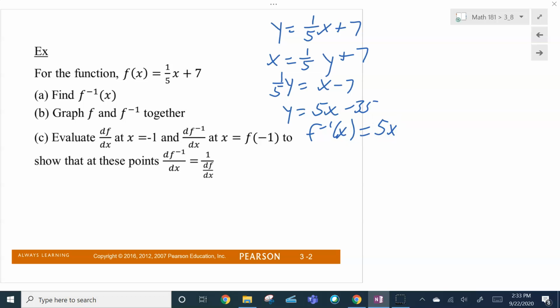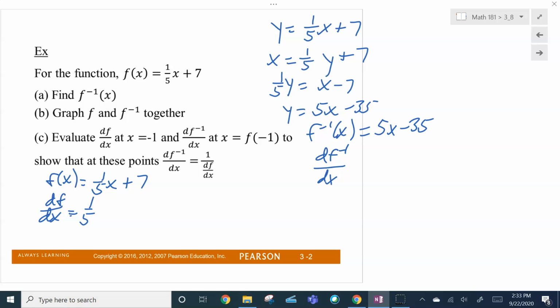So for all points x, y on the first one, they flip-flop for the inverse, right? We could graph those together, and the interesting thing is, for this function f of x, if I find its derivative, df dx, it's 1/5. And then over here, if I find its derivative, it's 5. Notice, they're reciprocals.